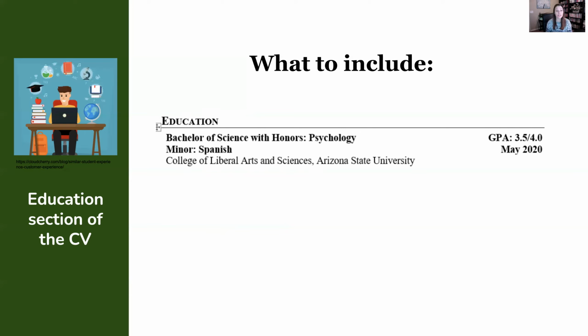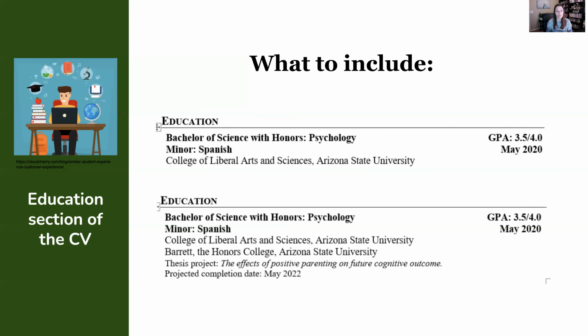So here's another example, same example, but now we've added in a thesis project. So this is an example of how to do that. Thesis project, the name, and again, you can format this how you want. The effects of positive parenting on future cognitive outcomes, and then projected completion date. So if it hasn't been completed yet, that's totally fine to put a projected date. Otherwise, go ahead and put when it was completed. So this is the education section. If you have any prior associate's degrees or things like that, those can be added here as well.